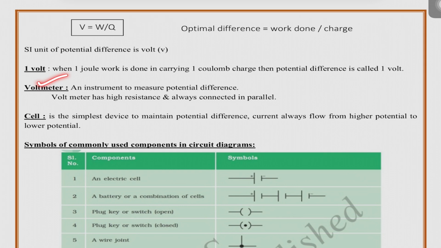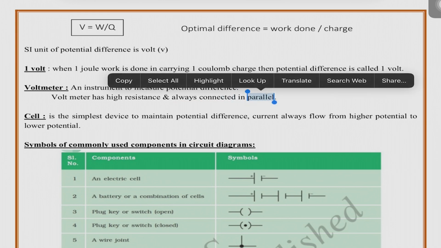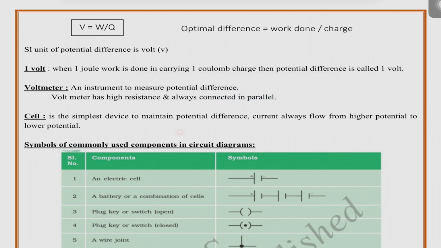Coming to voltmeter, it is an instrument used to measure the potential difference. Voltmeter has high resistance and it is always connected in parallel. Just now we revised. Ammeter has got low resistance and it is connected in series, whereas voltmeter has got high resistance and it is connected in parallel. It is used to measure the potential difference across the circuit.